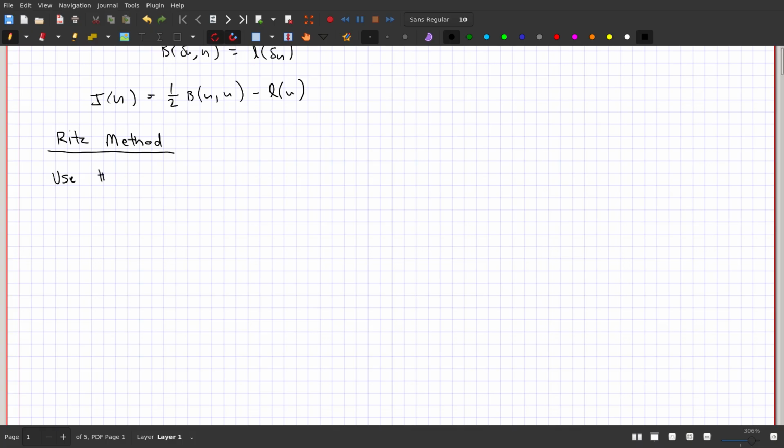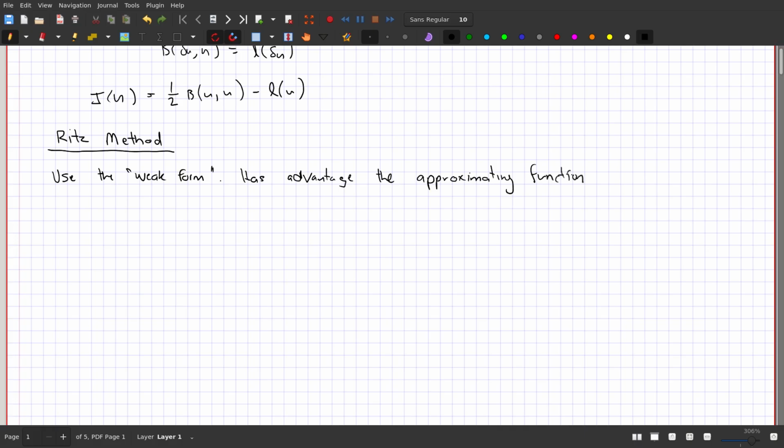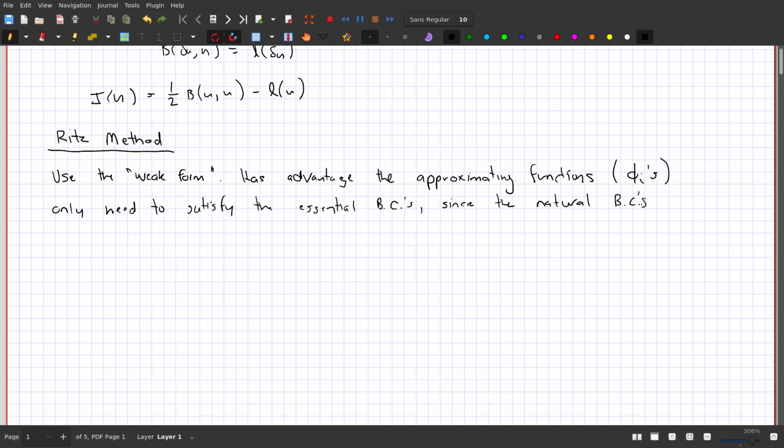So we're going to use the weak form. This has the advantage that the approximating functions, those phi's, only need to satisfy the essential boundary conditions, since the natural boundary conditions are included.